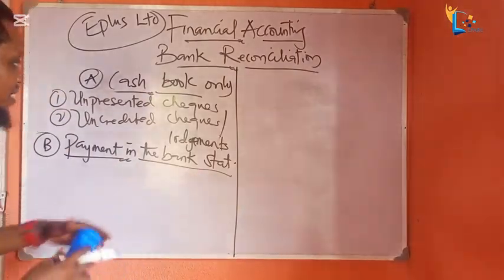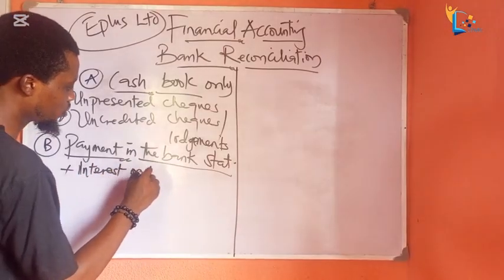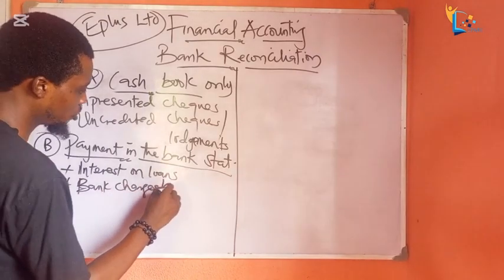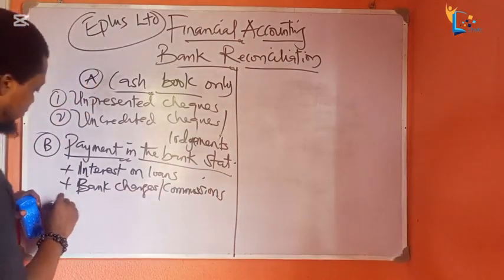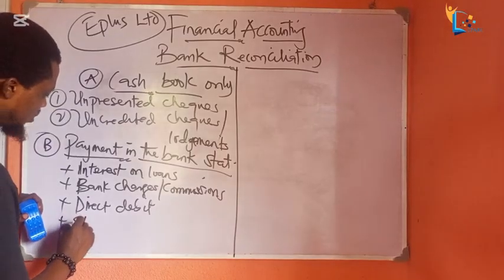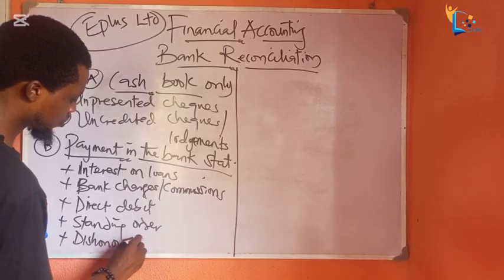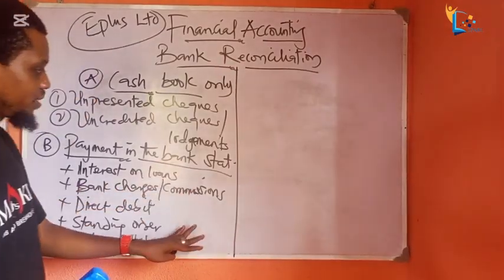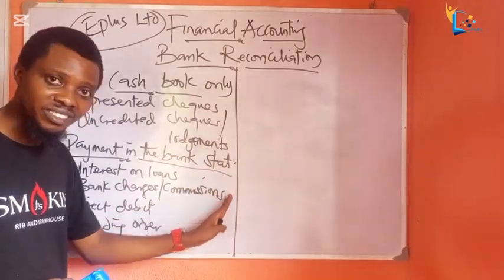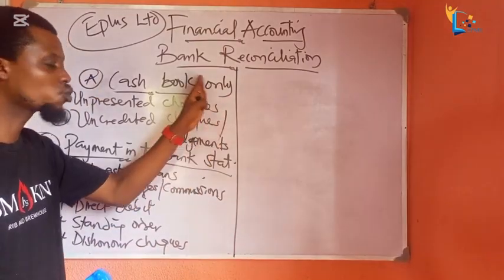Then let's look at payments from the bank statements, the factors. We may have what we call interest on loans, bank charges or commissions, direct debits, standing order, and dishonored checks. Now, these factors are applicable to the bank statement only, not the cash book. These factors that cause the differences have to do with the bank, while the earlier factors have to do with the cash book.